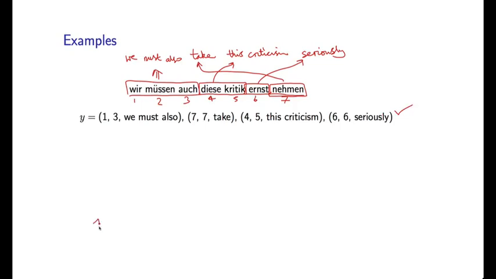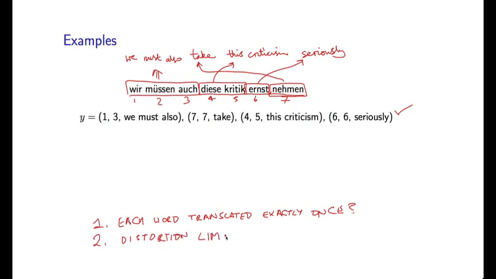So one thing we need to check is, is each word translated exactly once? That's the first thing we need to check. Okay, and if we look, we can see that, sure enough, every one of these words is translated exactly once, and so we satisfy that constraint. The second constraint is the distortion limit. And so that's a little bit more complicated. Let me go into that in some detail.